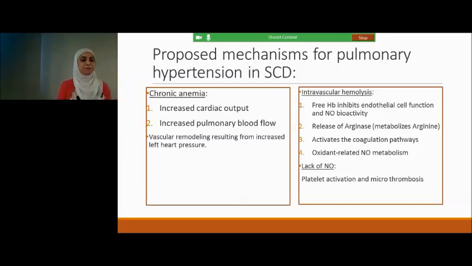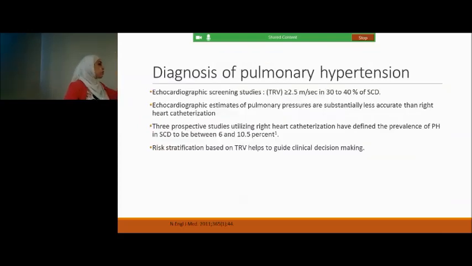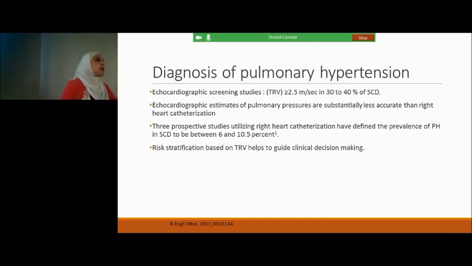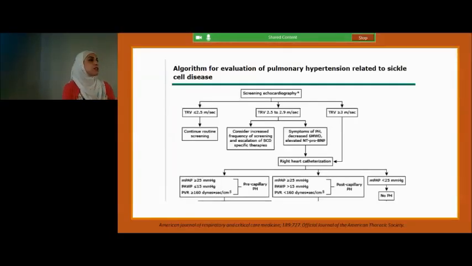That's very brief. How do we diagnose it? We screen by echo. If we find that the TRV, which is the tricuspid regurgitation velocity, is at least 2.5, you're going to watch this patient. Now, does 2.5 correlate with significant pulmonary hypertension? Maybe, maybe not. The accurate diagnostic method is cath. So there's a nice diagram by the American Thoracic Society. If you have it less than 2.5, just observe, watch clinically.